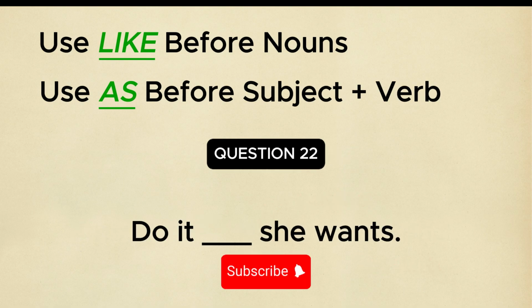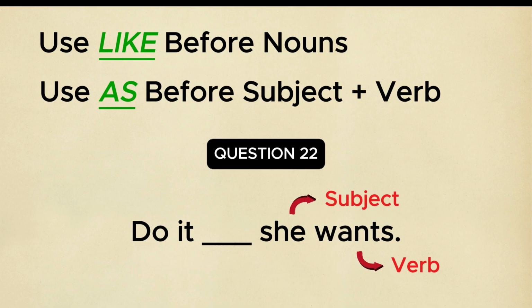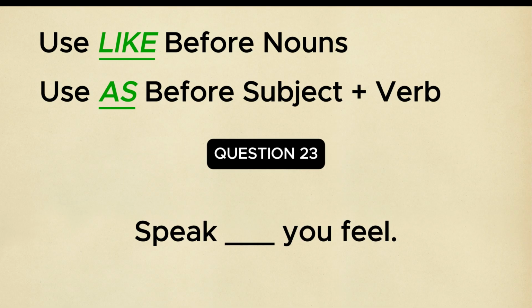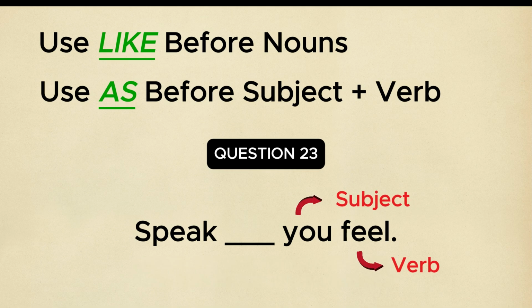22. Do it blank she wants. This is a subject plus verb. The answer is as. 23. Speak blank you feel. This is a subject plus verb. The answer is as.